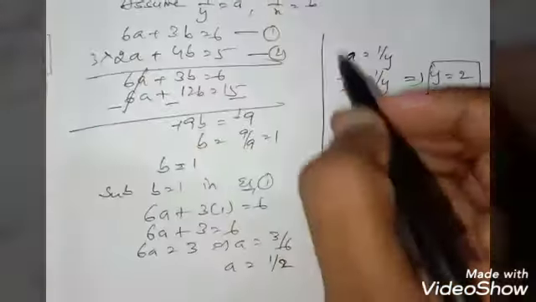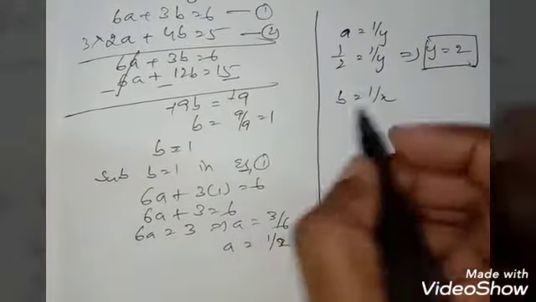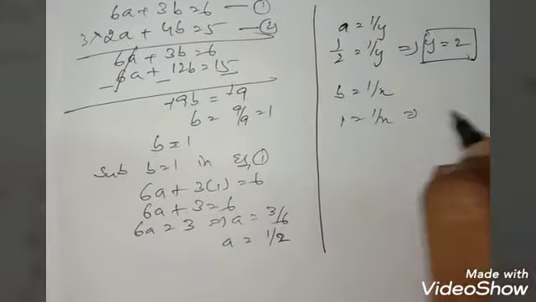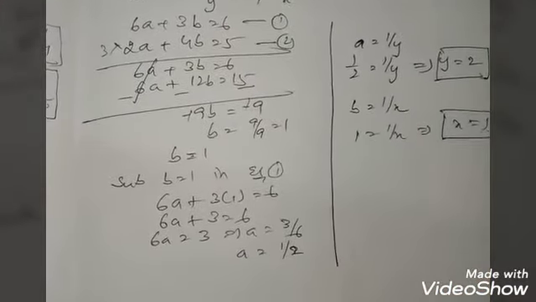Right. Next, what we have assumed for b. So b is nothing but 1 by x. Now b you got as 1. So 1 is equal to 1 by x. Now if I cross multiply, x is equal to 1. Right. Like this we can do any type of problems.